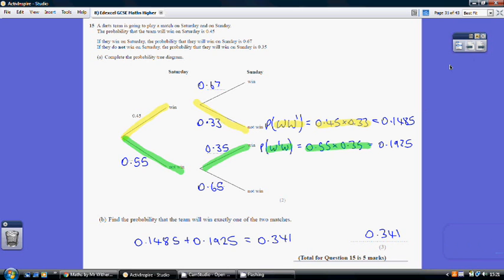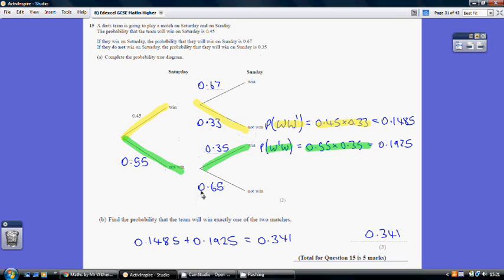Question 15. As the chance of him winning on Saturday is 0.45, the chance of not winning must be 1 take away 0.45, which is 0.55. Now we're told that if he wins on Saturday, so if we're up here, the chance of winning on Sunday is 0.67, so 0.67 up here, and therefore the chance of not winning must be 1 take away 0.67, which is 0.33. Now we're also told that if he does not win on a Saturday, the probability of winning on a Sunday is 0.35.